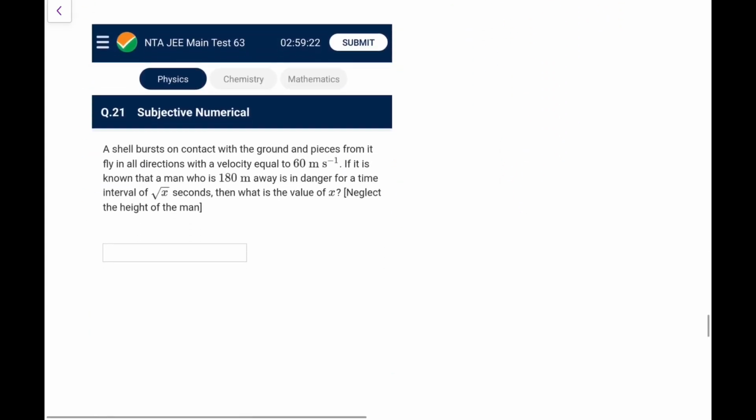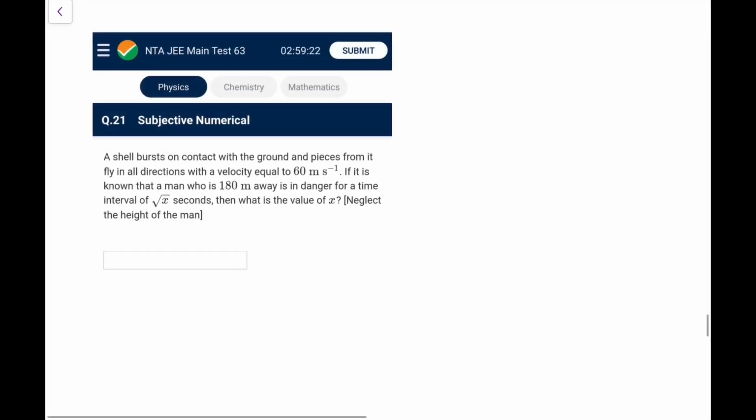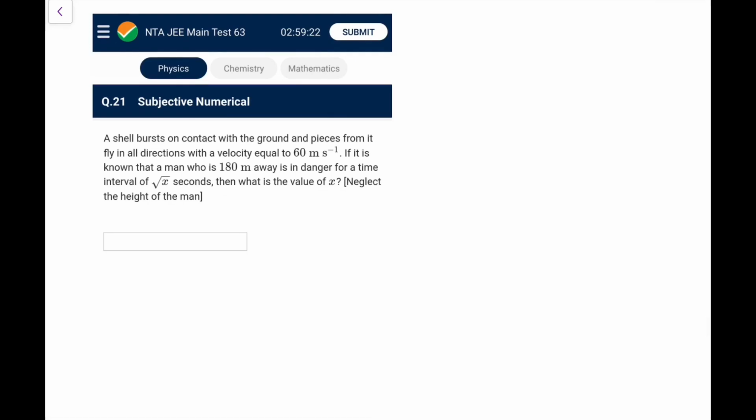Next, now the subjective ones. So the subjective ones, first, a shell bursts on contact with the ground and pieces from it fly in all directions with a velocity equal to 60. Okay, it is known that a man who is 180 meter away is in danger for a time interval of root x second, what is the value of x?